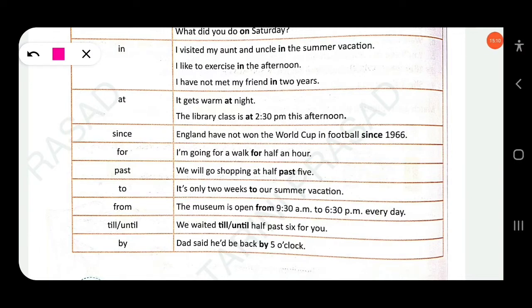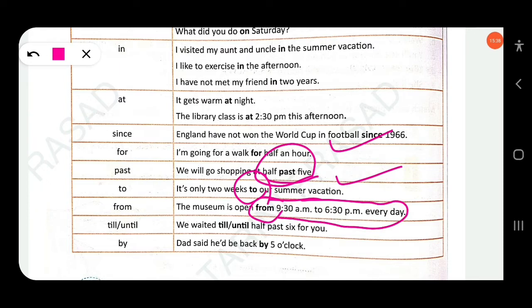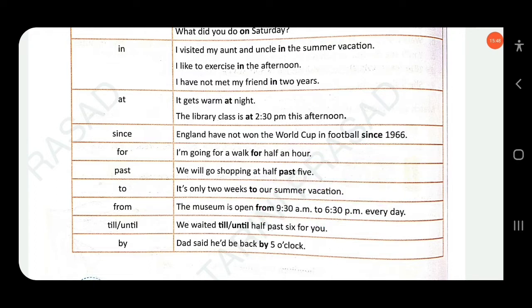Then the next one, past. We will go shopping at 5:30 past. Then next, to. It is only 2 weeks, 2 hours to indicate the time. Similarly, from: the museum is open from 9:30 a.m. to 6:30 p.m. That means we can say here also duration, starting and also ending. The museum is open from 9:30 a.m., that is starting, and up to 6:30 p.m. every day.